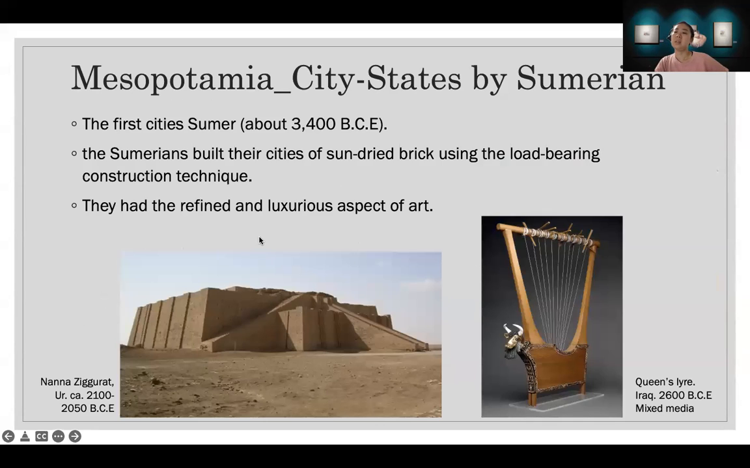The first cities of Mesopotamia arose in the southern area, a region called Sumer, about 3400 BCE. And the Sumerians were the first people to leave behind them not just artifacts, but also words. Lacking stone, the Sumerians built their cities of sun-dried brick using the load-bearing construction technique. And they had refined and luxurious aspects of art.